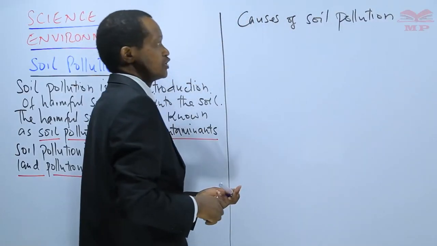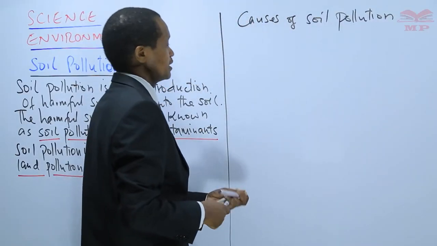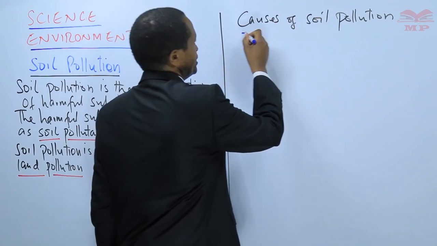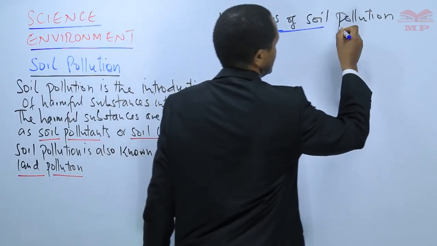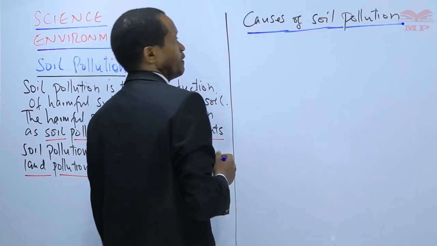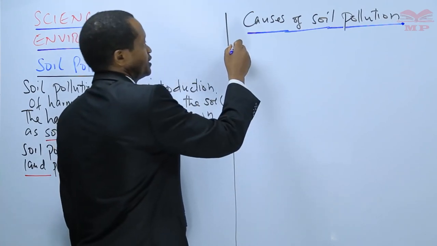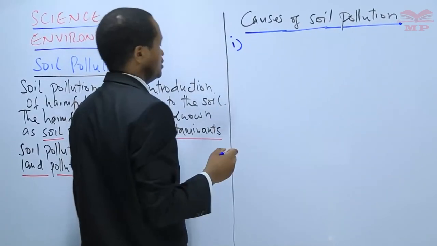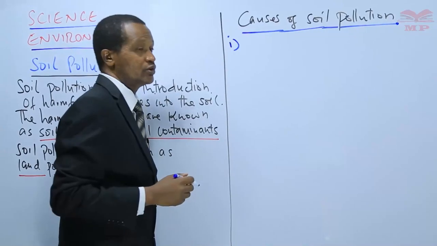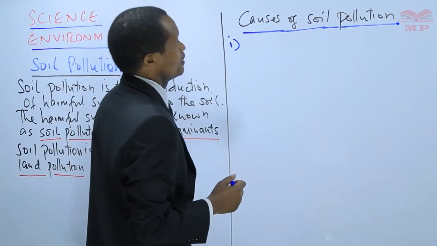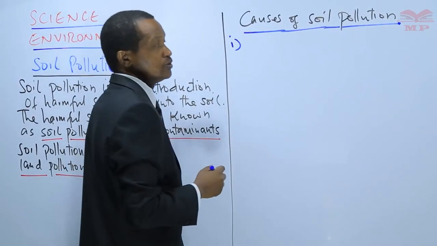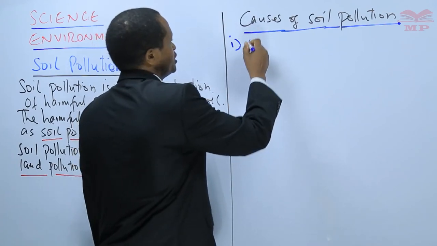What makes soil impure? What makes soil contaminated or polluted? Causes of soil pollution. The first harmful substance that causes soil pollution is agricultural chemicals.